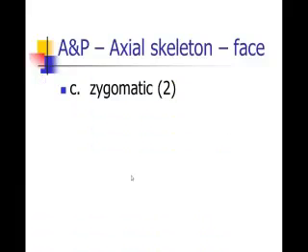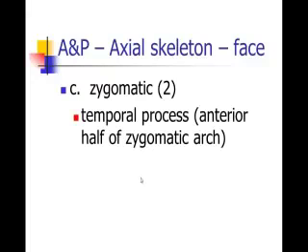We have the zygomatic bones. These might be referred to as cheekbones on either side. The zygomatic bones have the temporal process, which is the anterior half of the zygomatic arch. Again, that zygomatic arch is an important point for muscle attachment.